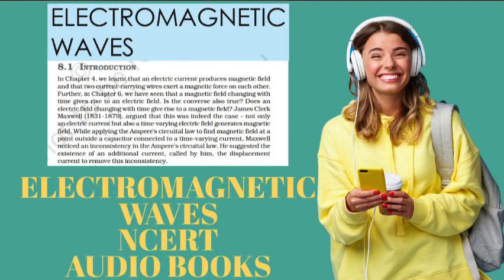James Clerk Maxwell argued that it was indeed the case. Not only electric current, but also a time-varying electric field generates a magnetic field. While applying Ampere's circuital law to find the magnetic field at a point outside the capacitor connected to a time-varying current, Maxwell noticed an inconsistency in Ampere's circuital law. He suggested the existence of an additional current, called by him the displacement current, to remove this inconsistency.